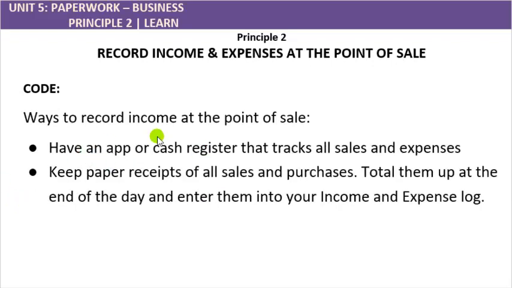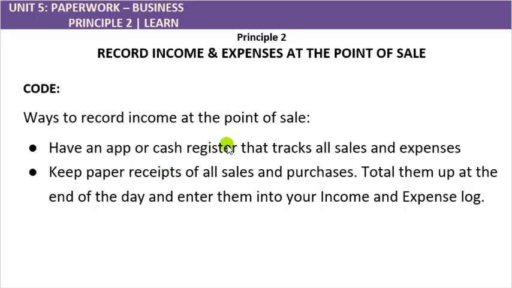Then we can also have an app. There are apps available on Android, Play Store, App Store, or a cash register, and you can use them to track all your sales and all your expenses. You can also use paper receipts. You know receipts have duplicates, so as you give one to your customers, you have a copy. You don't have to wait until you are done recording before you serve the next customer. With paper receipts, you just give it to them and keep a copy.